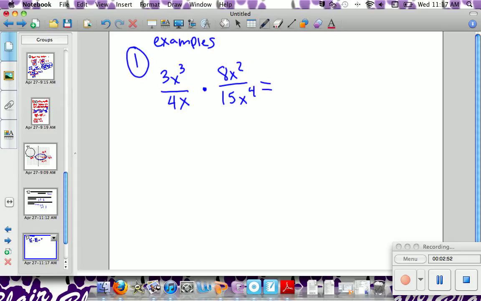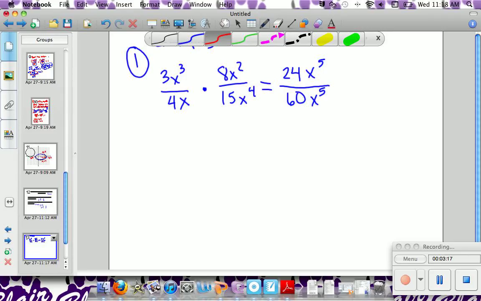I'm going to take 3 times 8, which is going to give me 24. I'm going to take x to the third times x to the second. I add those up and it would be x to the fifth. All over, I'm going to take 4 times 15, which would give me 60. X to the first, if there's nothing there, it's the first, times x to the fourth is x to the fifth. From here is where I start simplifying, and when I simplify, I'm going to get out my red pen.